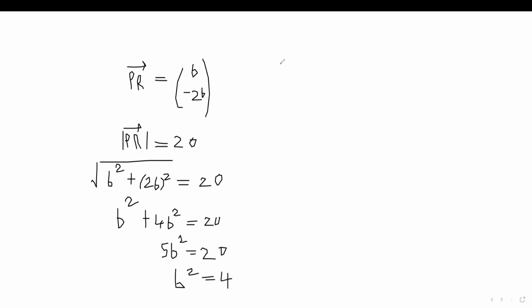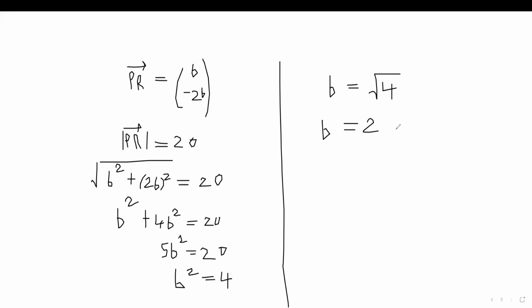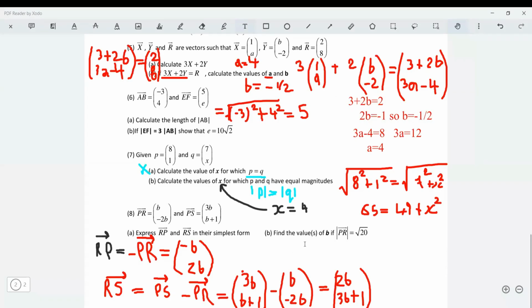When you get b squared equal to 4, you can square root both sides to get b equal to the square root of 4, and the square root of 4 is 2. Or you might say b equals negative 2, because when you square root 4, you get two answers. So those are the values of b. b can equal 2 or negative 2.